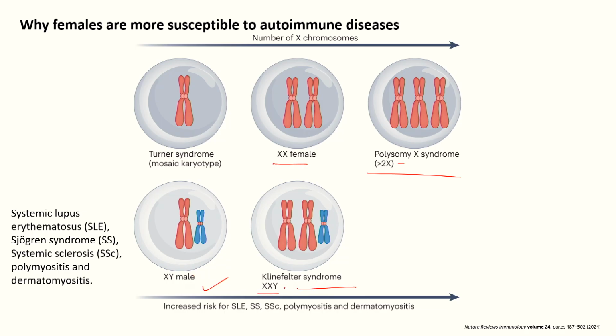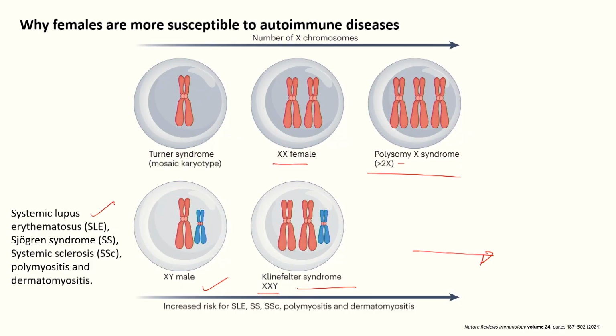We have XY males, where we have only a single X, and then we have Klinefelter syndrome where we have an XXY condition. Now, all these conditions where the number of X chromosomes is higher will give more chances of getting autoimmune diseases. That means the proportion of the autoimmune disease is directly linked to the number of X chromosomes. More X chromosomes, more chances of autoimmunity in those individuals.